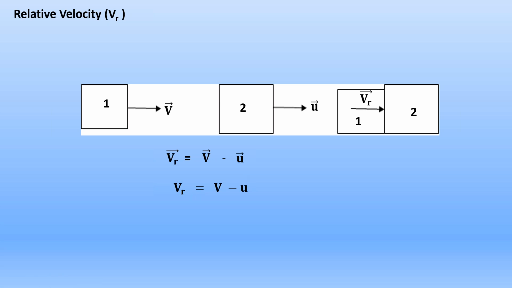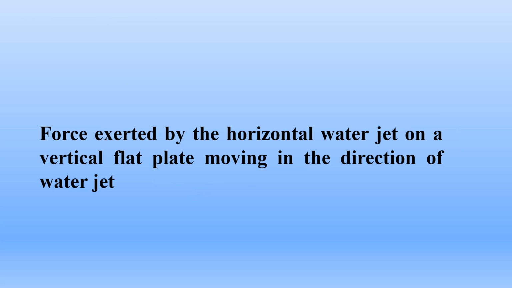When the metal plate is in moving condition, the water jet strikes the metal plate with relative velocity Vr bar. If the velocities v bar, u bar, vr bar all are in the same direction, then vr is equal to v minus u. With this basics of relative velocity, we are going to discuss the first condition in the moving plate.